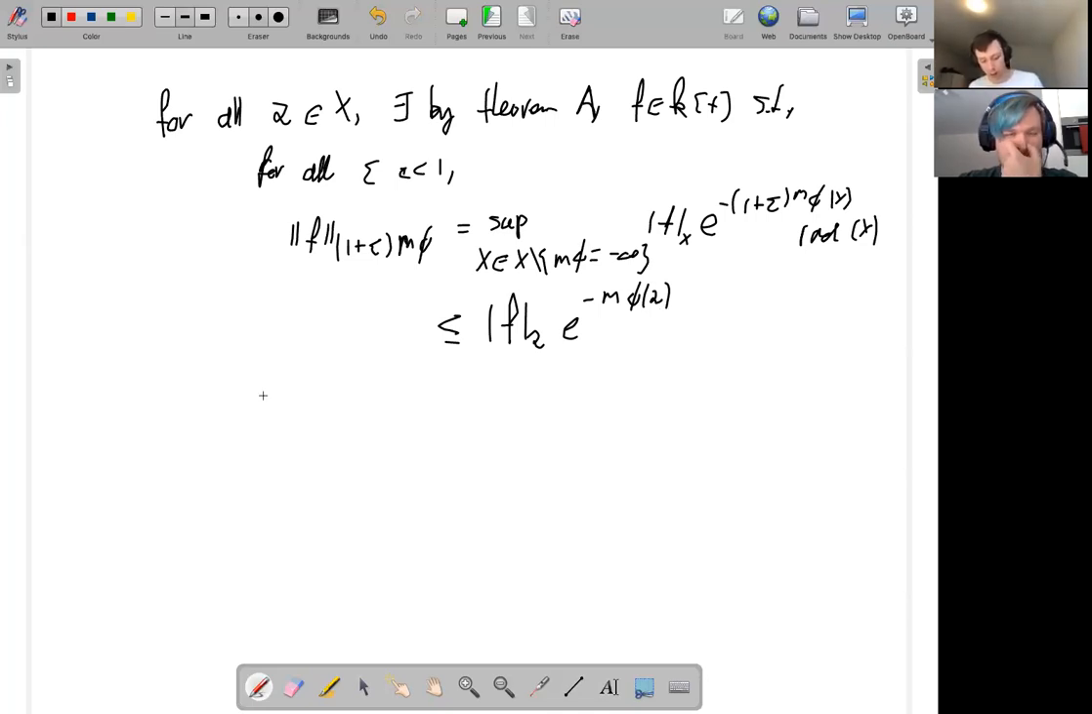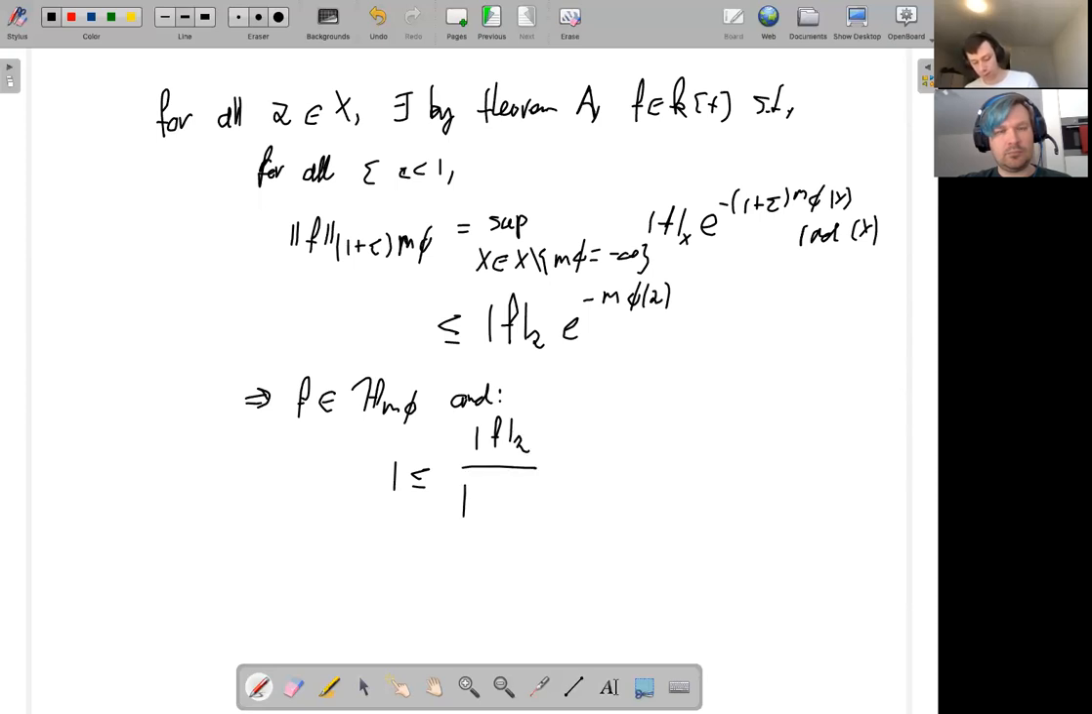So this implies, in particular, if you look at this for a little bit, that f lies in this multiplier ideal. And if you just work out the definitions of these suprema and all that, it's immediate by just rearranging this inequality.